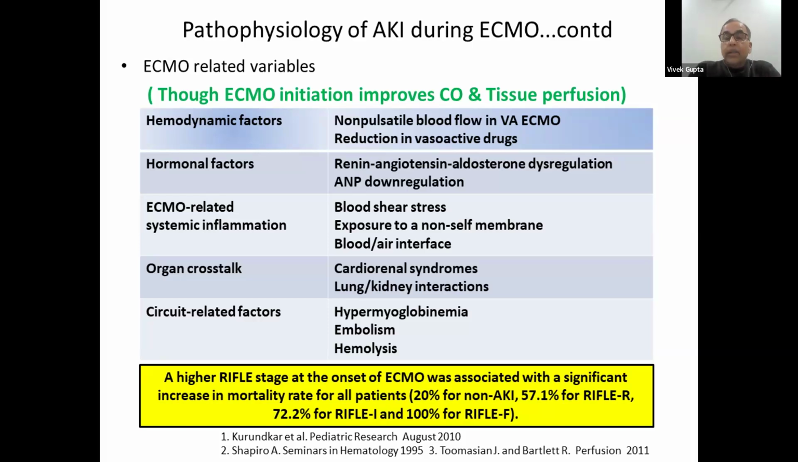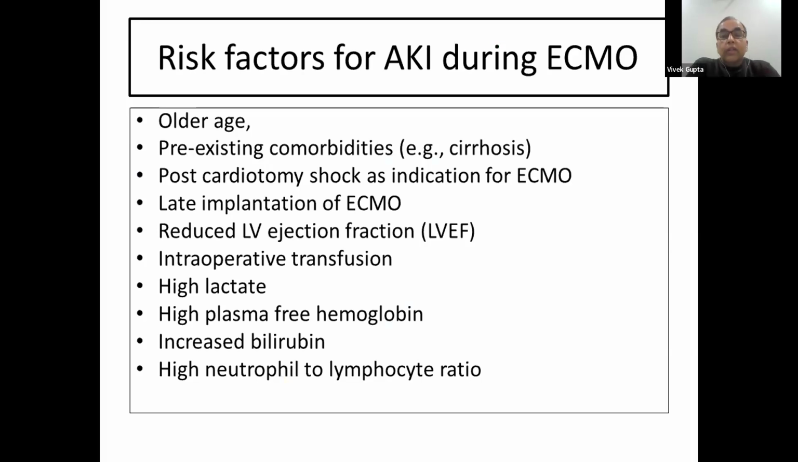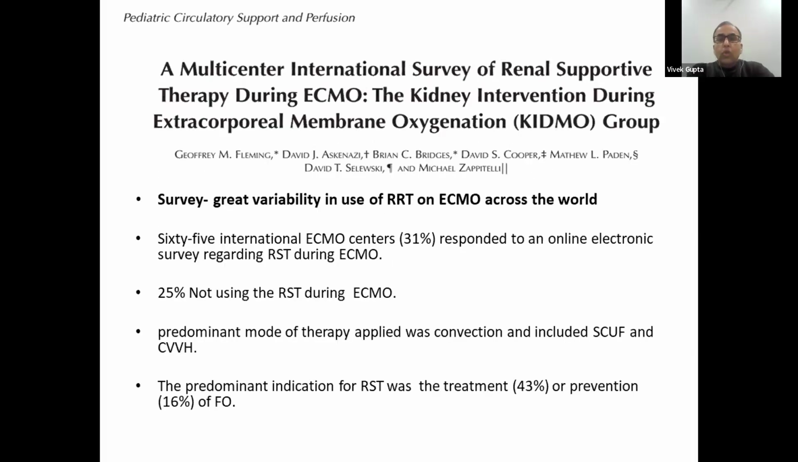As the RIFLE classification stage increases, the mortality also increases, ranging from 20% to almost 30% when we reach stage 3 of the RIFLE criteria. Moreover, the risk factors for AKI developing during ECMO are older age group, patients with comorbidities, post-cardiac shock patients, delayed initiation of ECMO, patients with LV dysfunction, patients requiring blood transfusion, very high lactate levels, and increased bilirubin or plasma-free hemoglobin.